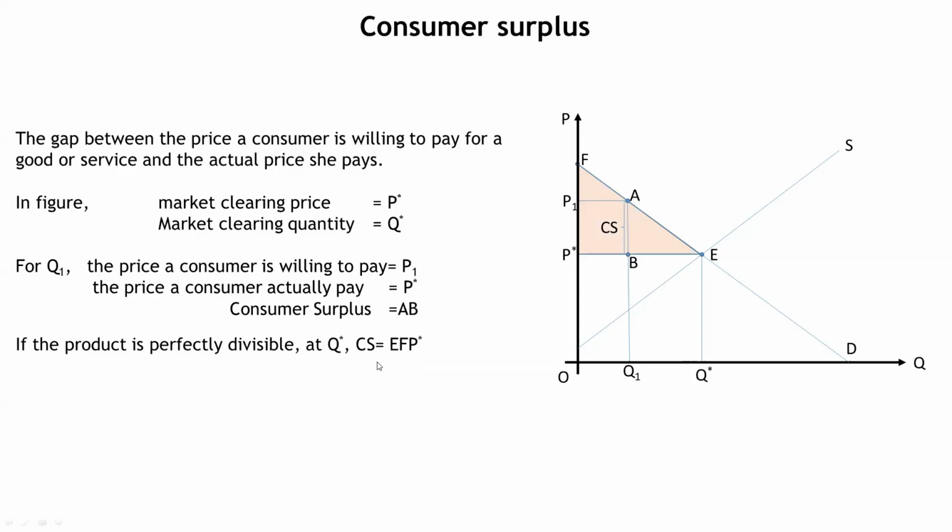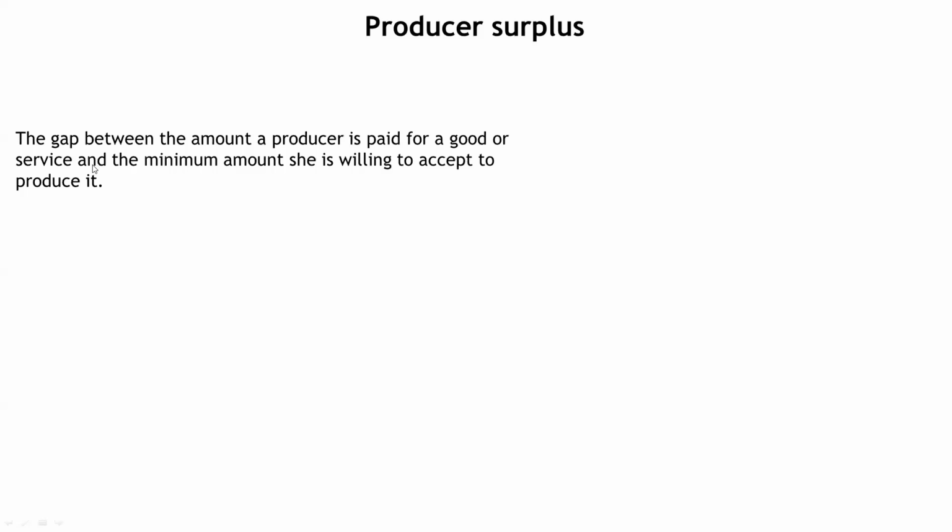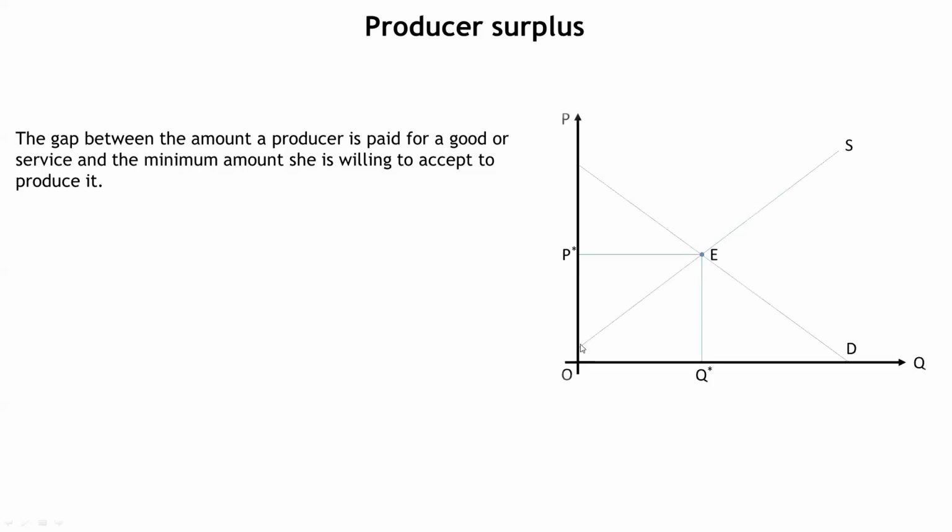In the same way, we can describe the producer surplus. Producer surplus is the difference between the amount a producer is paid for a good or service and the minimum amount she is willing to accept to produce it. It represents the benefit producers receive from selling a product at a higher price than the minimum they are willing to accept. Producer surplus is shown by the area above the supply curve and below the market price line.